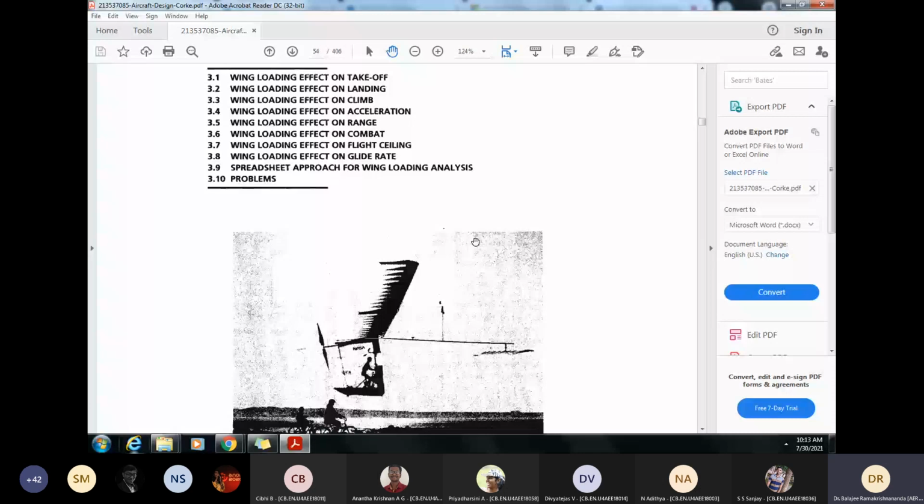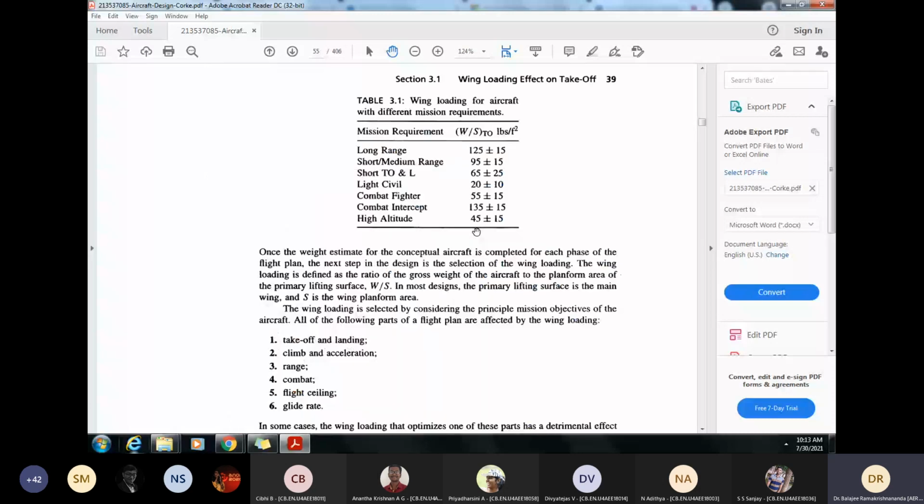Table 3.1 will give you some general wing loadings in British units, pounds per feet squared. We'll be looking at Newton per meter squared in our calculation. Don't worry if your answer doesn't fall within this range, because I might have given some crazy parameters. So this is just to give you an idea. Don't take your answer from these. Okay.